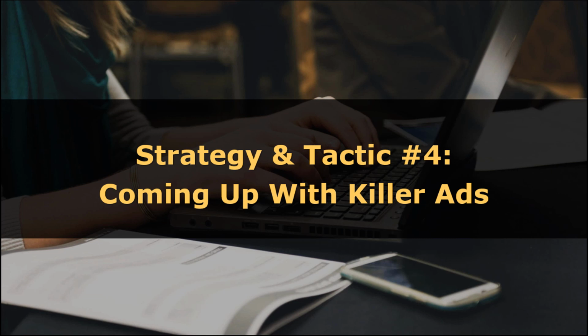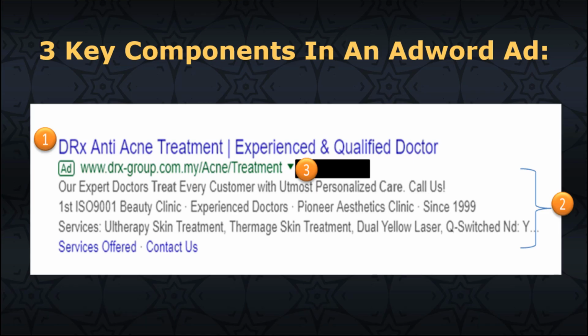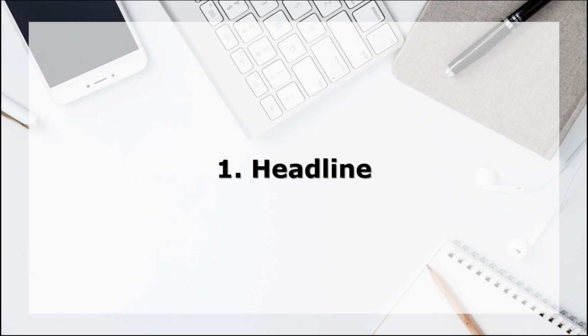Well, you would need to master the art of composing killer ads. There are 3 key components to your AdWords campaign. 1. Headline. 2. Description line, 1 and 2. 3. Display URL. Let's look into the specifics of these components. First, let's look at the headline.